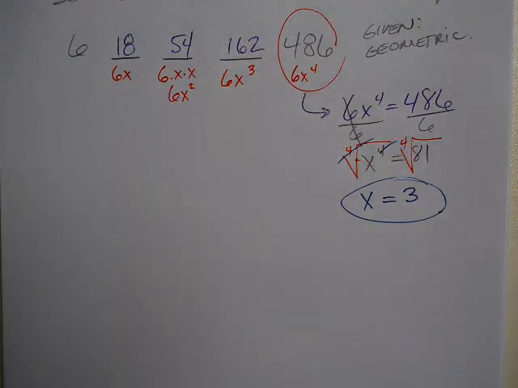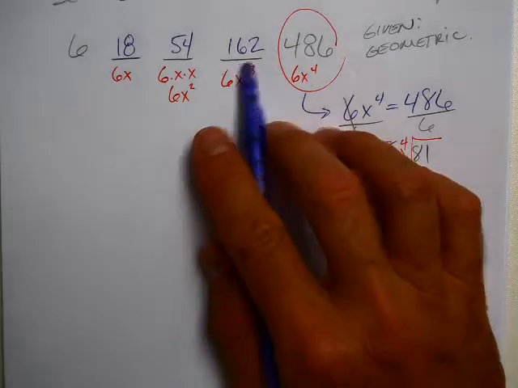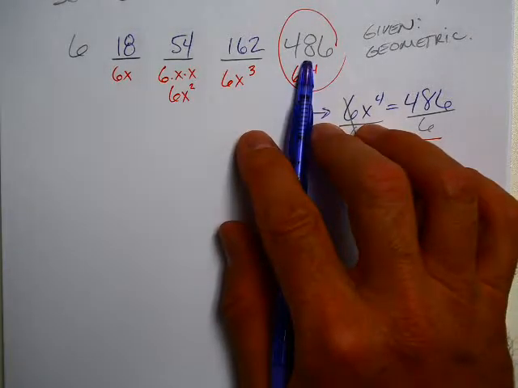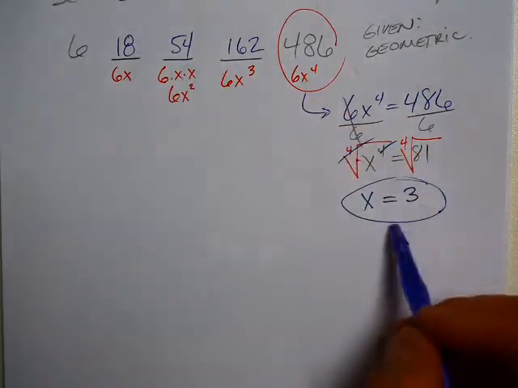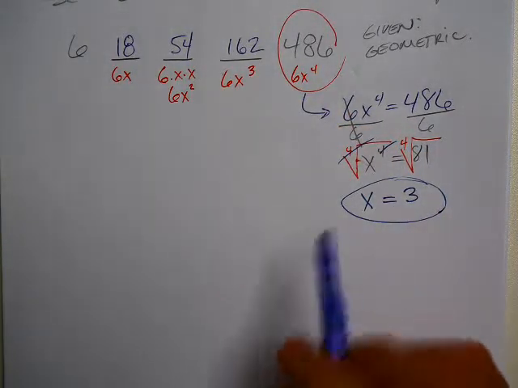And then if I multiply that times 3, do I still get the 486? Yeah, we do. So there's our pattern. This is what's going on. Let's try a couple more.